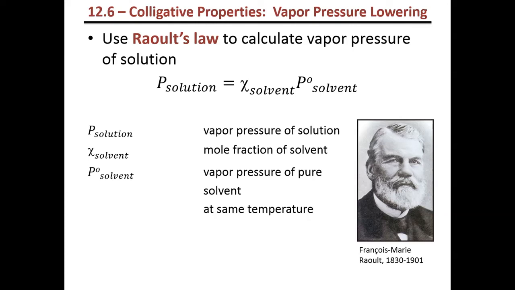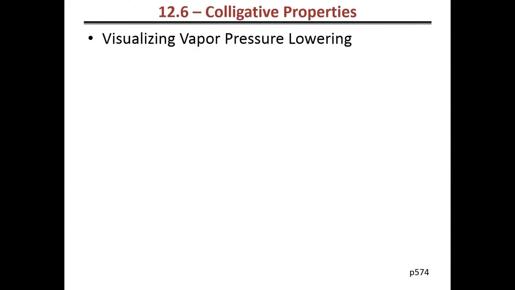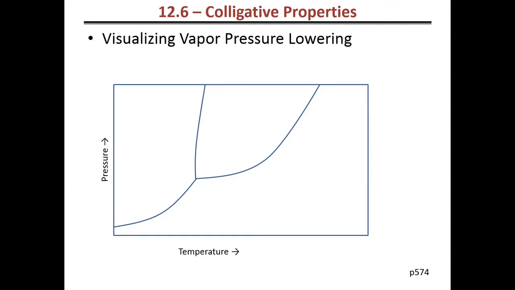So I hope Raoult's law is looking good to you. Not too scary. Units of pressure are going to be the answer because mole fraction has no units. One way to visualize vapor pressure lowering is to think about a phase diagram. Remember, a phase diagram has pressure on the y-axis and temperature on the x-axis. We think about raising temperature to get things to change phase.